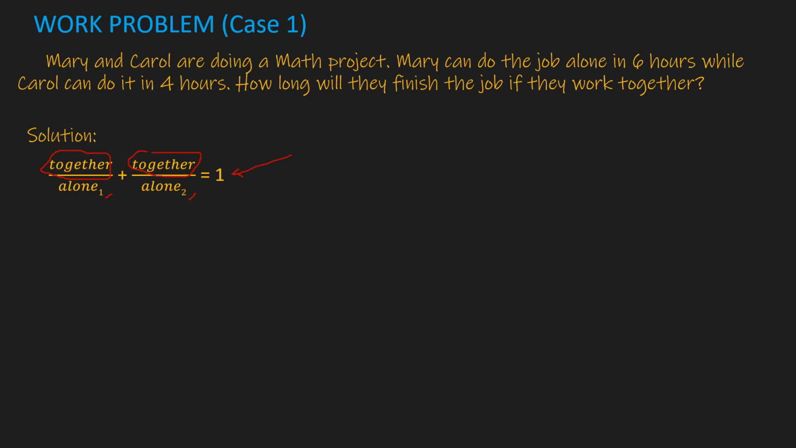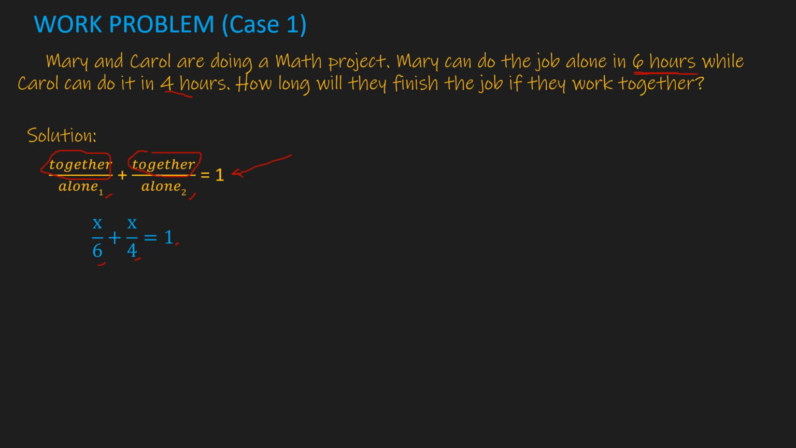Okay? So since in our problem, yung time they need to finish the job if they work together is unknown, so i-represent natin yung numerators nila ng x at yung mga denominators naman ay yung mga time na kailangan nila to finish the job working alone. So for Mary, it's 6 hours at for Carol, it's 4 hours equals 1.